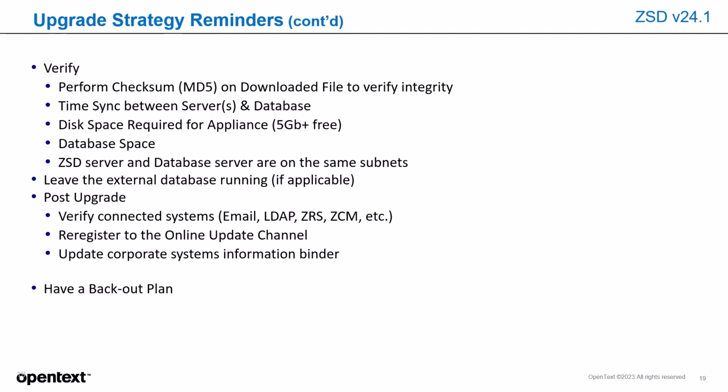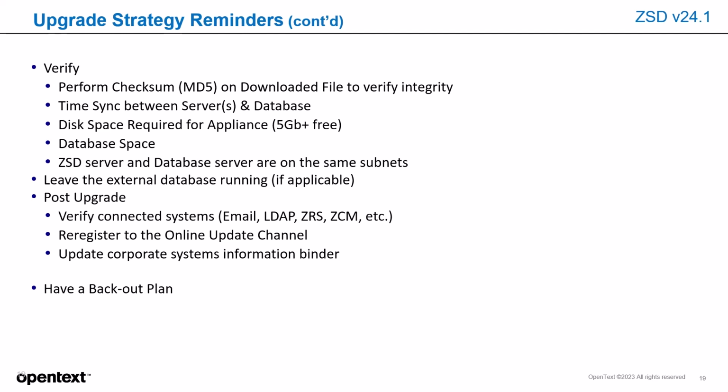So when we power down the appliance, keep that database running, because when we migrate to the other appliance, we want to make sure we can connect to it. Post-upgrade, verify the connected system. If you have email set up or ZCM connections for imports or ZRS, make sure you verify those connections. You're going to need to re-register to the online update channel because it's going to be a new channel for the 24.x, and then update corporate systems information in your corporate binder, and then have a backup plan.